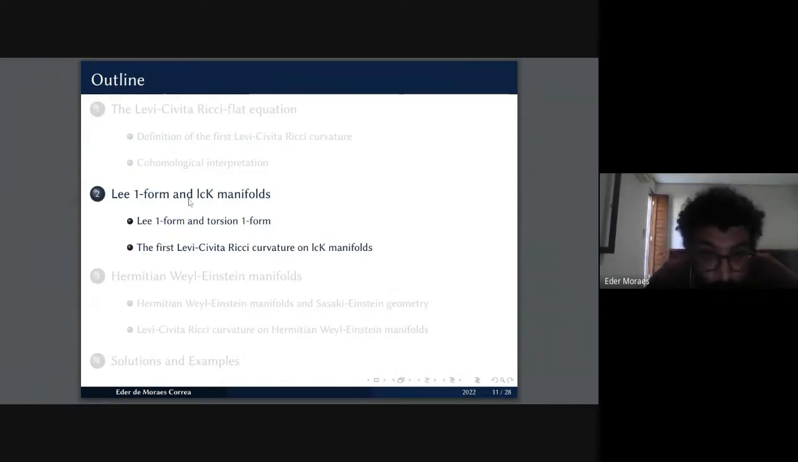Okay, now I will discuss a little bit about the expression of the first Levi-Civita Ricci curvature on LCK manifolds, on locally conformal Kähler manifolds. And to do that, I need to introduce the notion of Lie form and torsion form. I'll just discuss quickly about this, right?